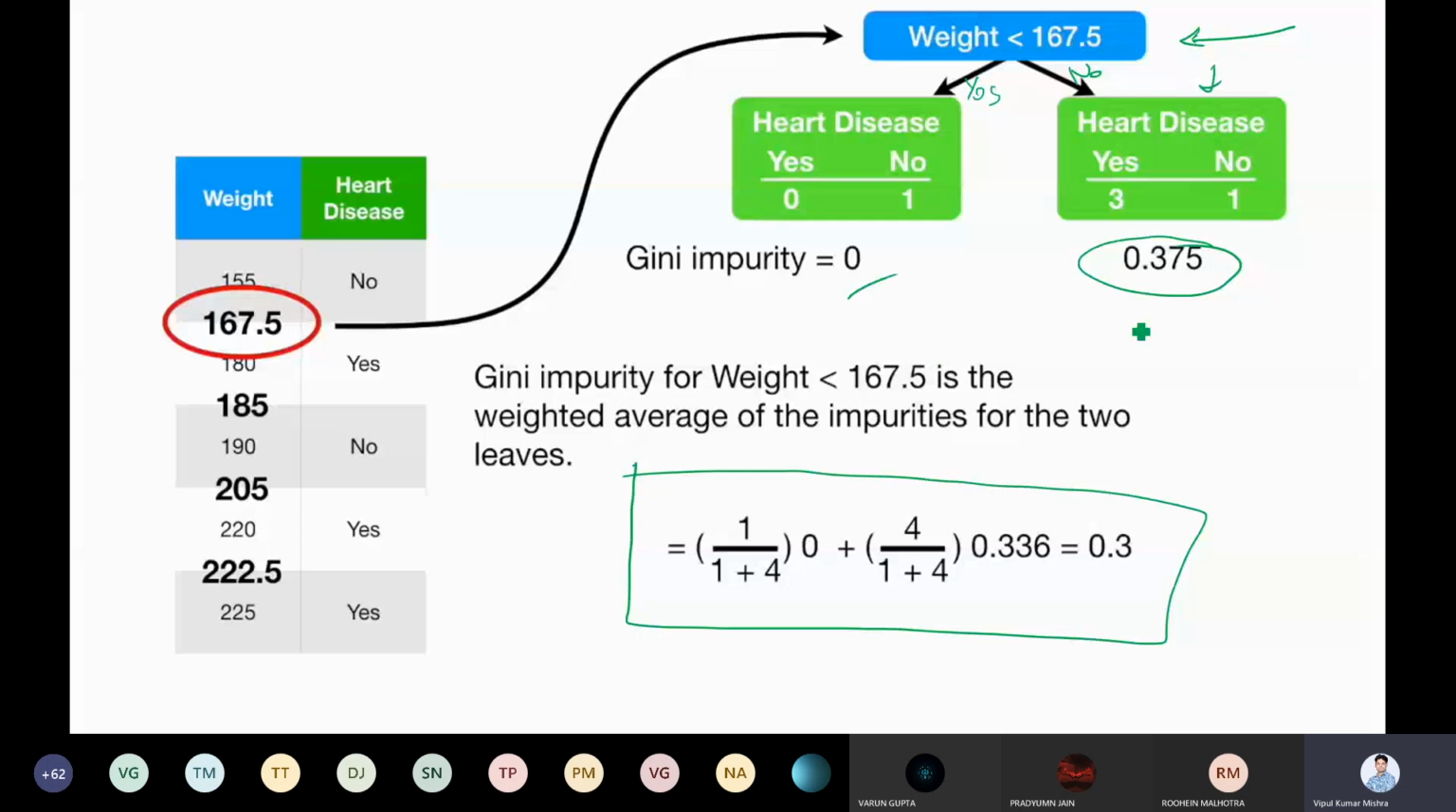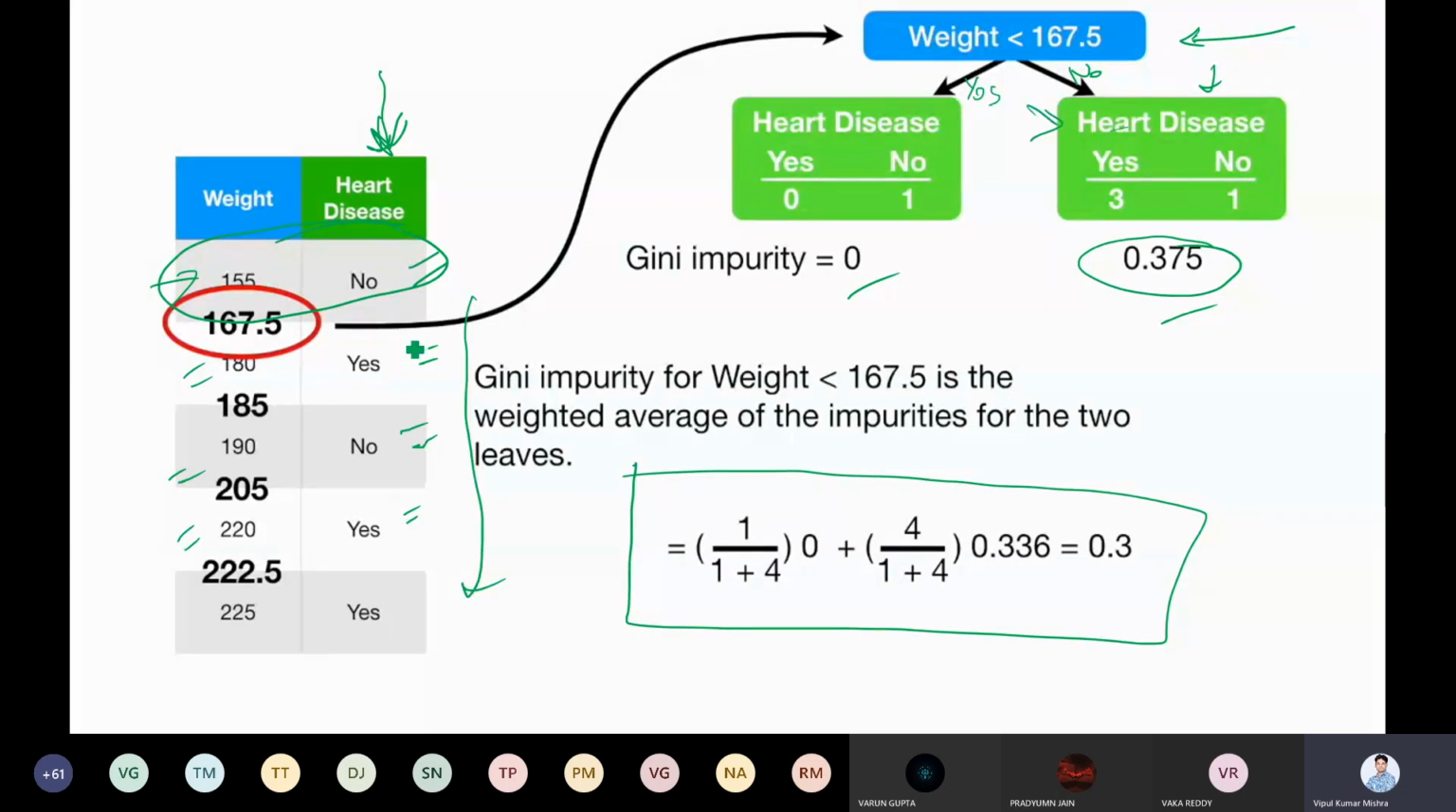Sir, from where did we get that yes and no for heart disease? This is from the data. So if it is 155 it is no, if it is 180 it is yes, if it is 190 this is no, if the value is 220 it is yes. From the data you will do the counting. Weight is less than 167, so we are talking about only this value. Heart disease is no, so yes is 0 and no is 1. All the remaining data will go to this side, and based on that you have computed.